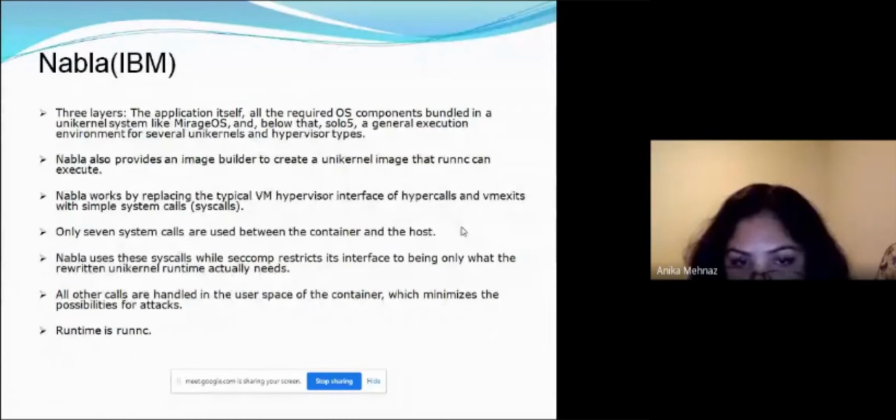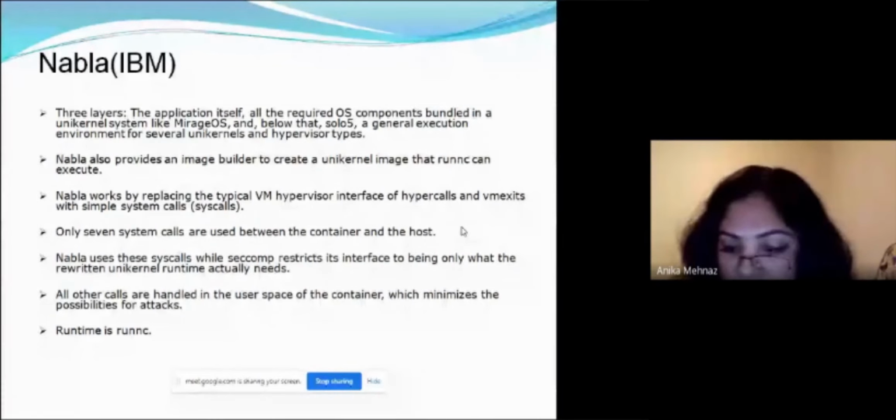And this is how Nabla uses these system calls, while seccomp restricts its interface to being only what the pre-written unikernel runtime actually needs. So by restricting the system calls, it's reducing its attack surface. And all other calls are handled in the user space of the container, which minimizes the possibilities for attacks. And this runtime is runnc.